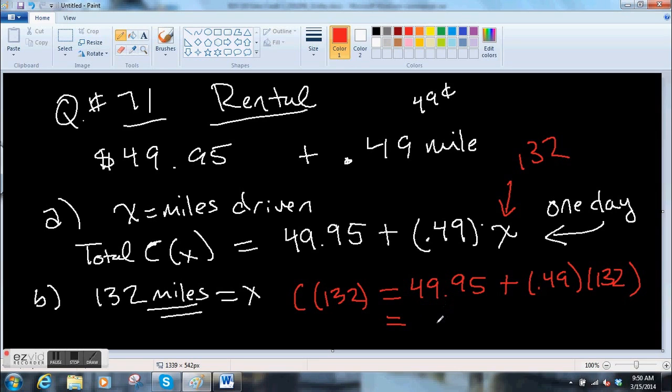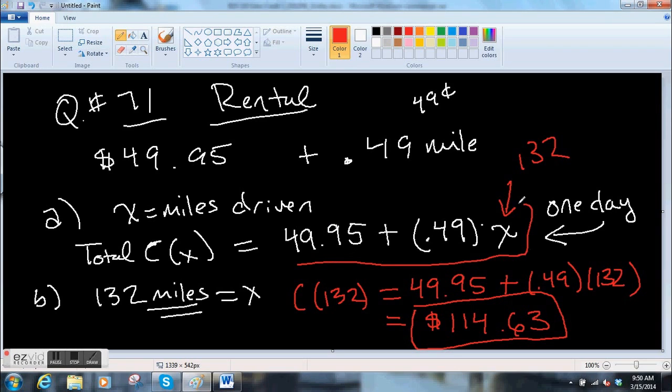So this turns into 114.63. So that was your total cost. They didn't add tax, they didn't add insurance, all those hidden costs, but here's the problem in your math book.